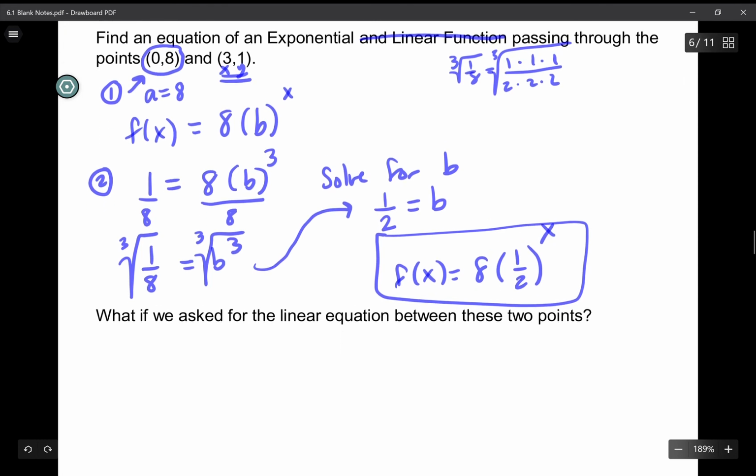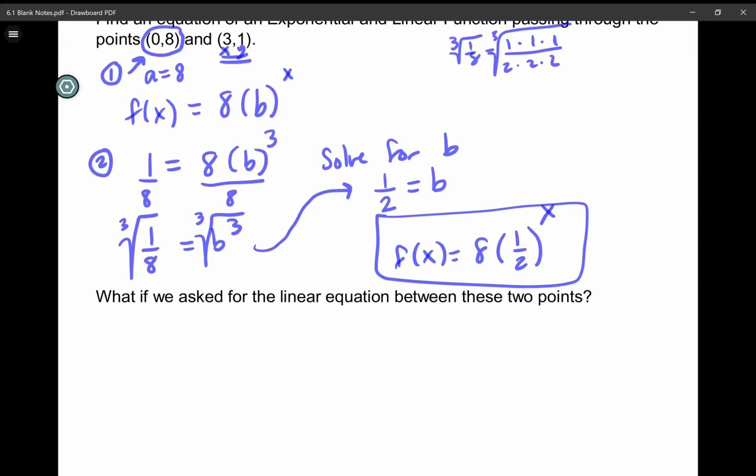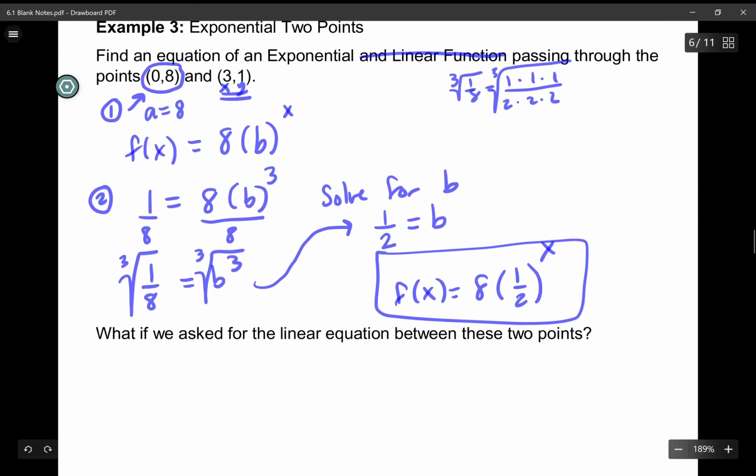All right, let's reflect really quickly. I would like you to pause the video right now, and I would like you to find the linear equation that goes through the 2 points 0, 8 and 3, 1. Just take a moment to review how to do this. Find the linear equation between these 2 points right now.